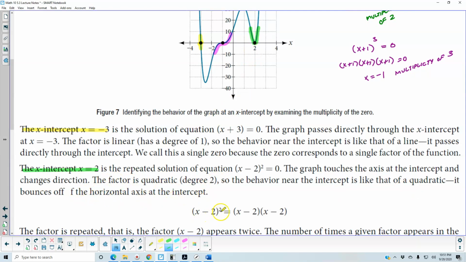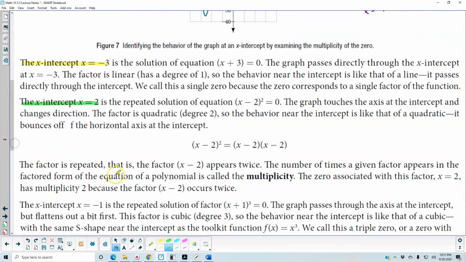So we have x minus 2 squared, which is the same thing as x minus 2 times x minus 2. Because the factor is repeated, the factor x minus 2 appears twice. The number of times a given factor appears in the factored form of the equation of a polynomial is called the multiplicity. The zero associated with this factor, x equals 2, has multiplicity 2 because the factor x minus 2 occurs twice.